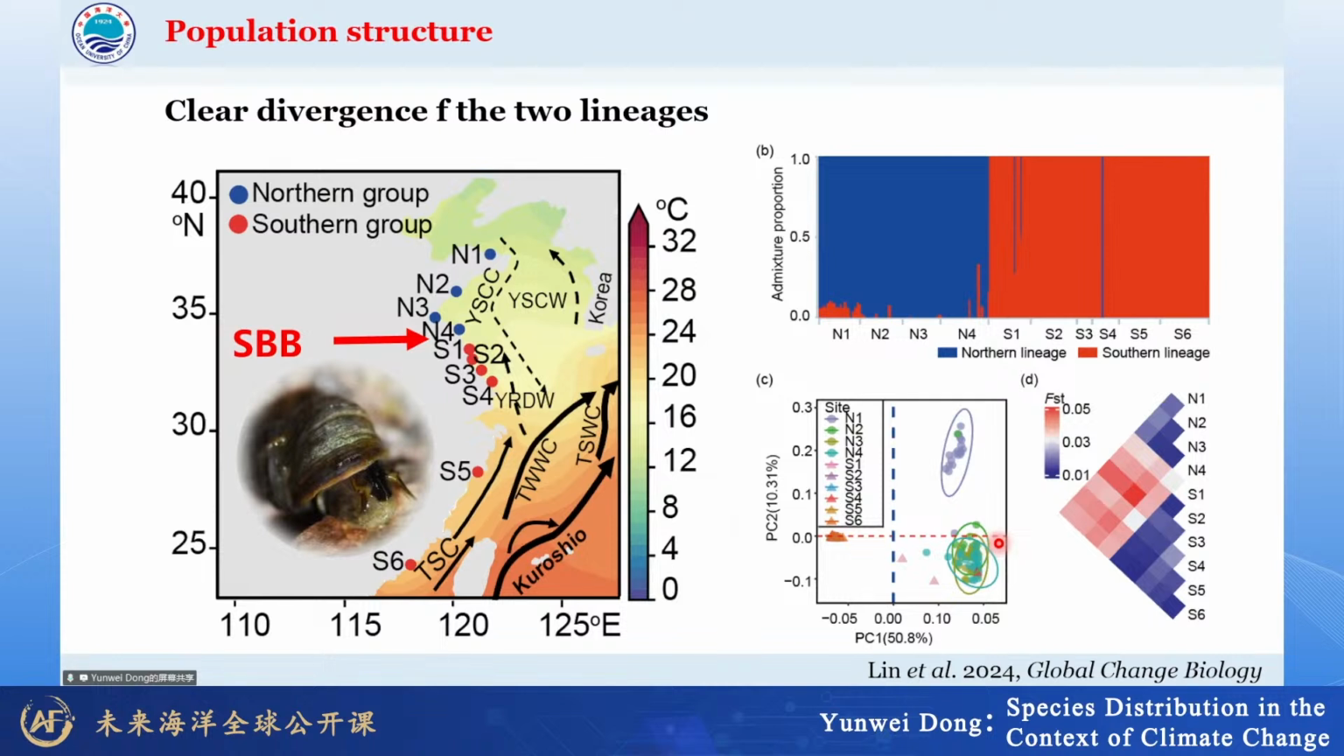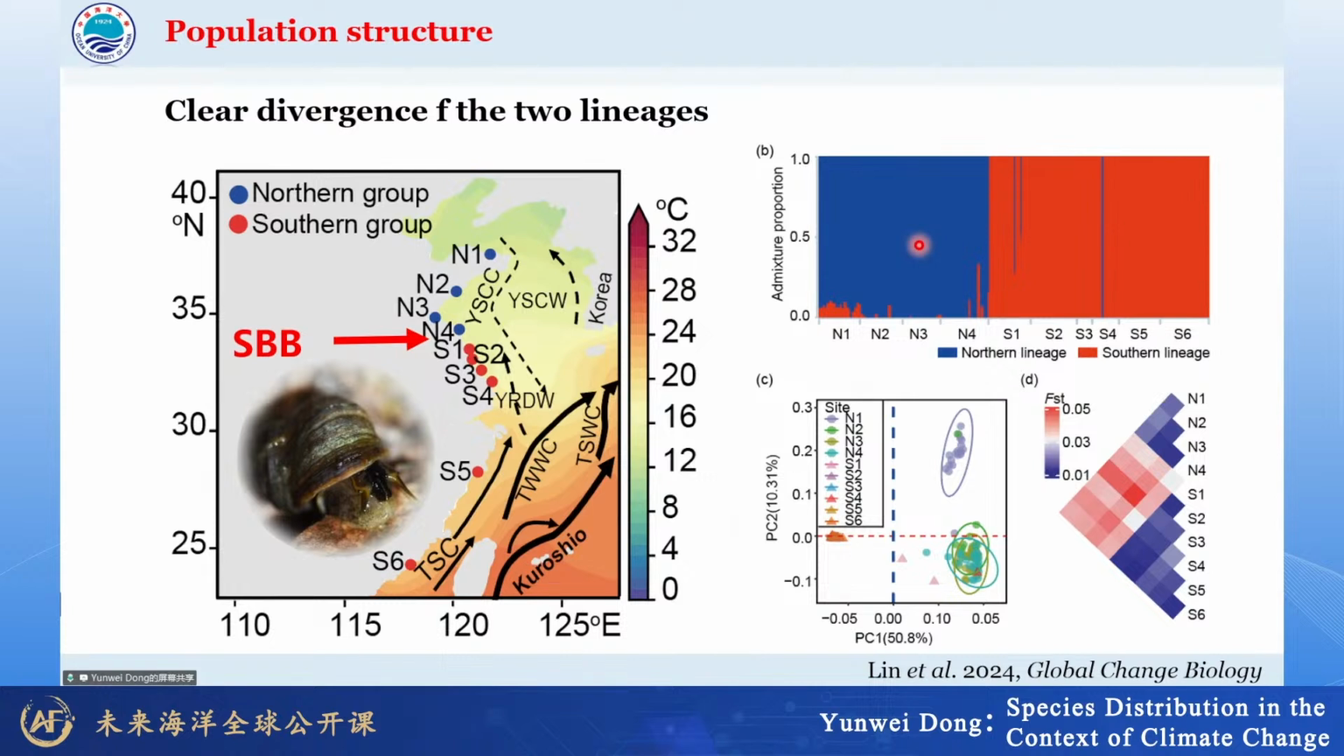Based on the genomic information, it's clearly shown that this species' populations can be divided into two genetic groups: the southern group and the northern group, with the Yangtze River estuary as a barrier. You can clearly see the southern group here, and this is the northern group. There is also a small break at Yantai and Dalian. The Yantai group is slightly different from the northern group.